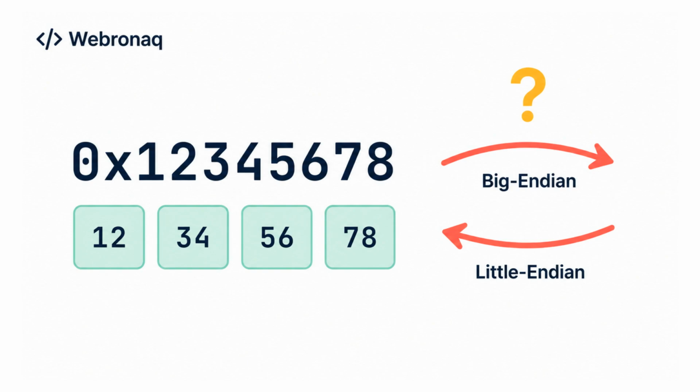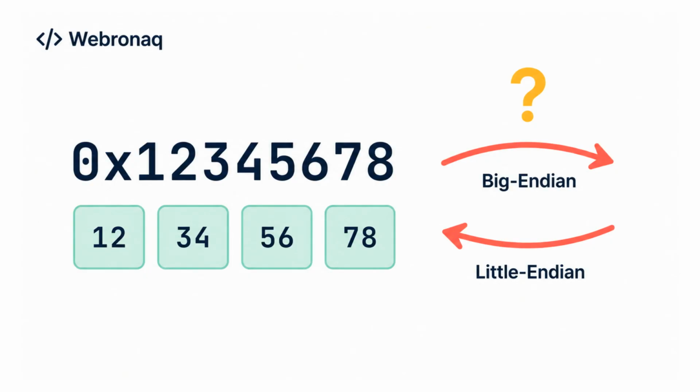Hello, friends. Have you ever copied a number from one system to another and the value came out completely scrambled? Like the number you sent and the number that arrived just don't match, even though nothing was lost. That's not a bug in your code. That's something called Endianness. It's the order in which a computer stores the bytes of a number in memory.